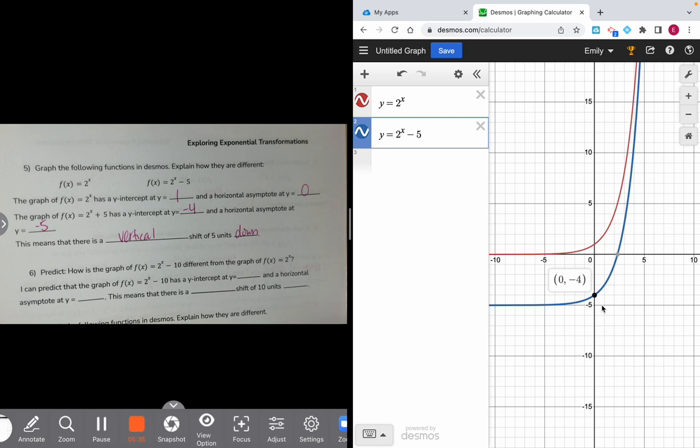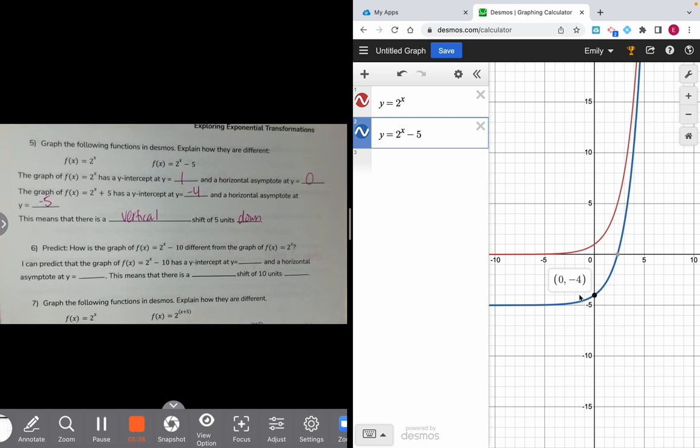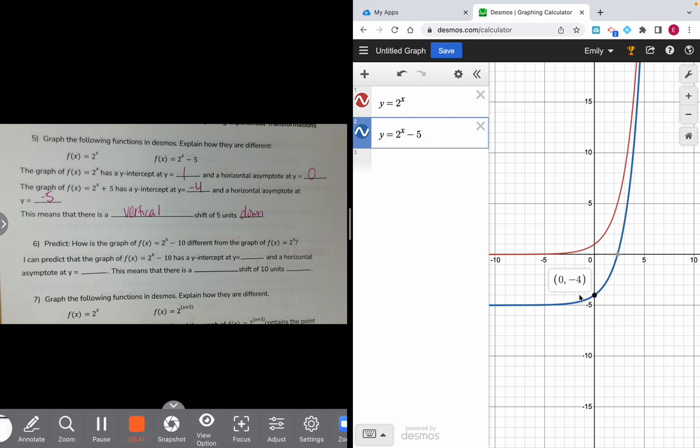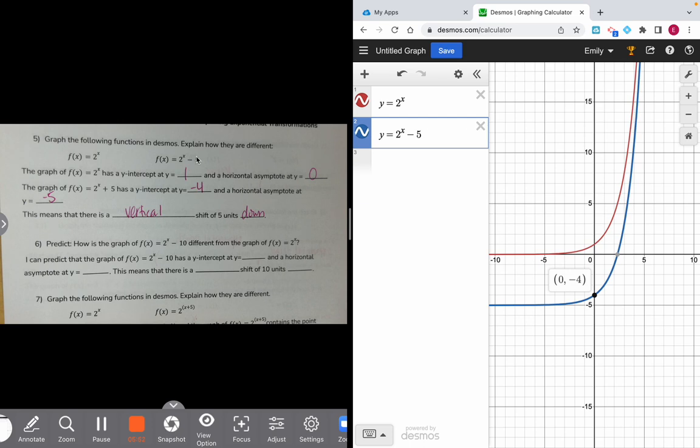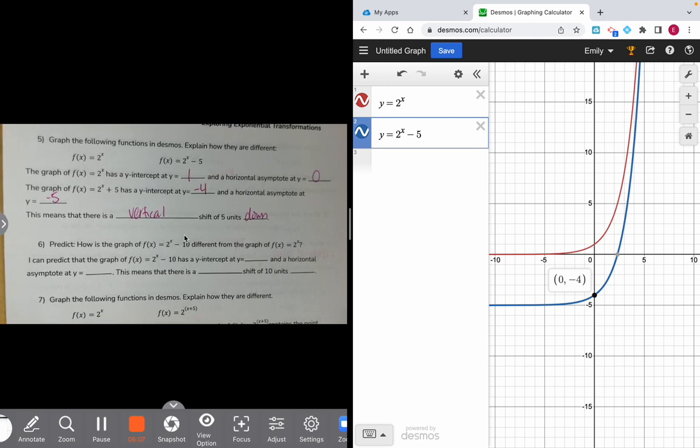Okay. All right, so in the next question, we're asked to predict how the graph of f of x equals 2 raised to the power of x minus 10 is different from this first graph. So without typing anything in, we're just going to look at this, whereas up here we had 2 raised to the power of x minus 5, and on here we have minus 10. And we notice that the change had a different y-intercept, where we took the y-intercept of 1 and subtracted 5 from it to get the -4. So I would assume that we would do the same thing here, where we have a 1 for this red line that we have been working with, and we're going to subtract 10 from that.